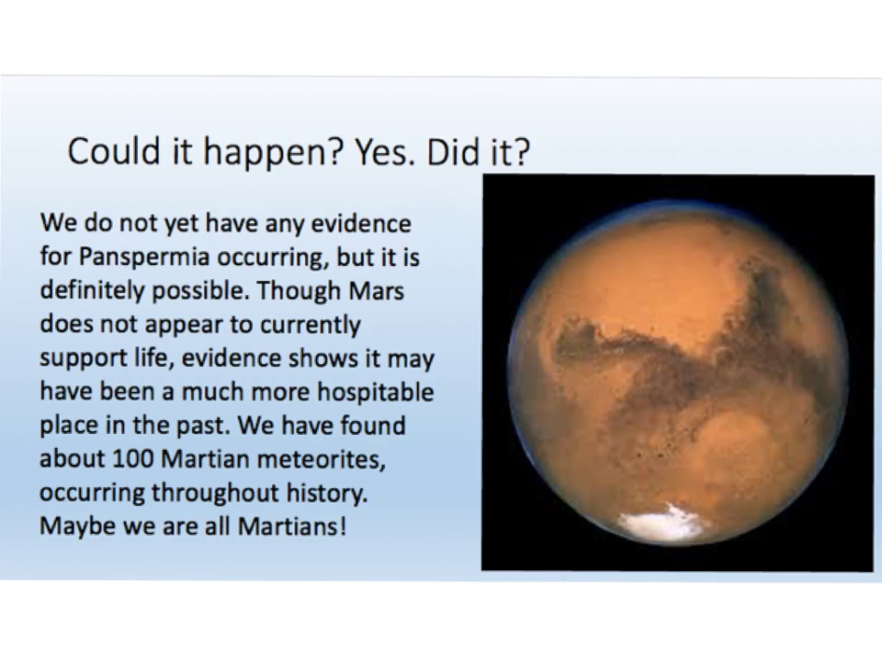Though Mars in its current situation doesn't appear to support life, evidence shows that it may have been a much more hospitable environment in the past. And we found about 100 different Martian meteorites from throughout history, so we know that material has been coming from Mars for a large period of Earth's history. Maybe we are all Martians.